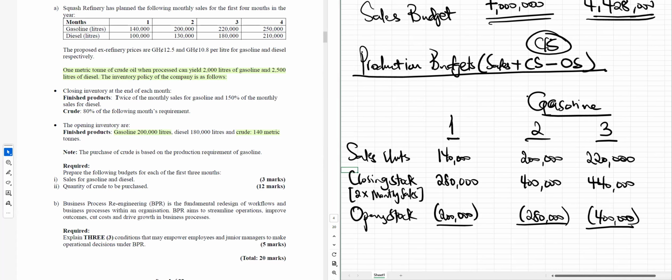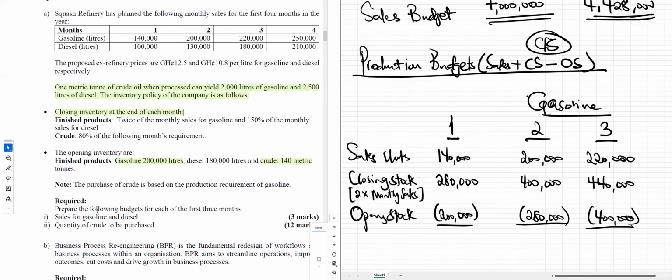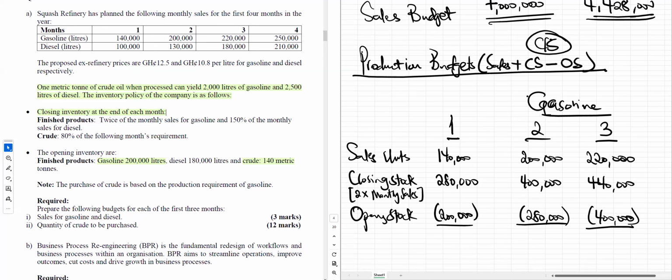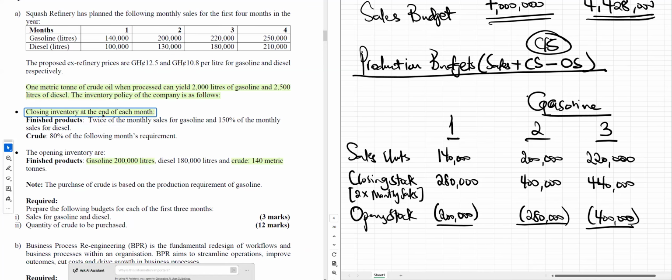They have told you closing inventory at the end of each month. You can see, can't you? And they are saying that closing stock at the end of each month is twice of the monthly sales for gasoline. What is the monthly sales? 140 for the first month. So 2 times of 140 is 280. Good. And opening stock, they have given it to you: opening inventory for gasoline is 200,000 liters.